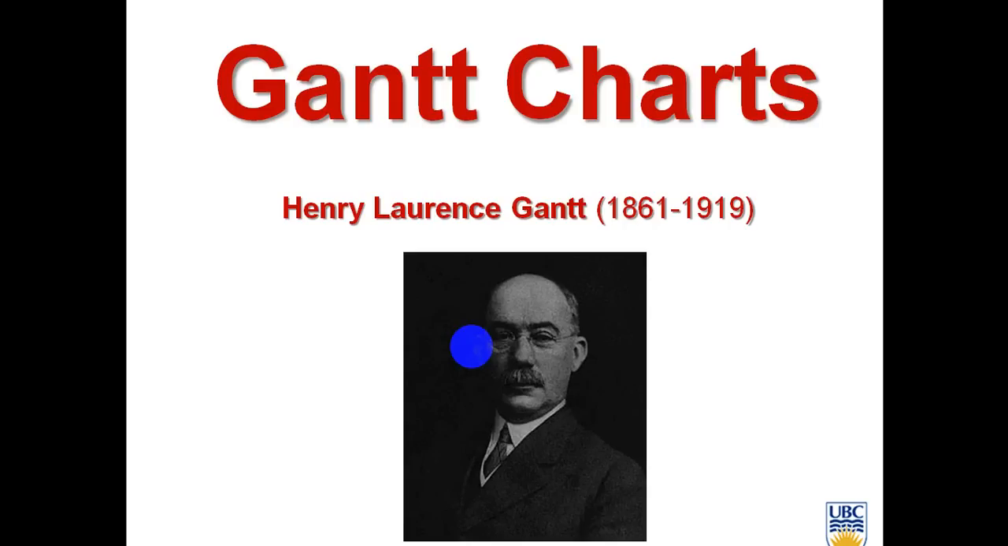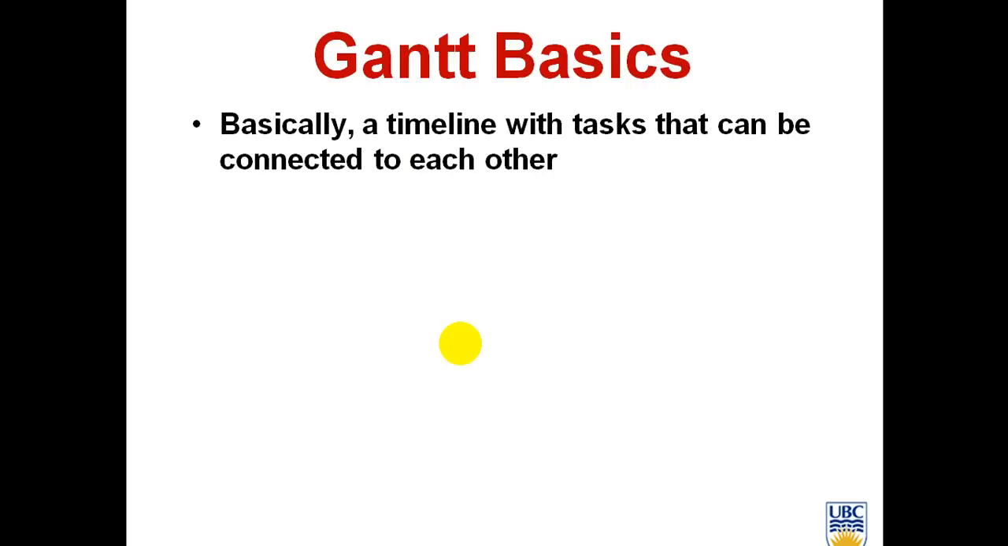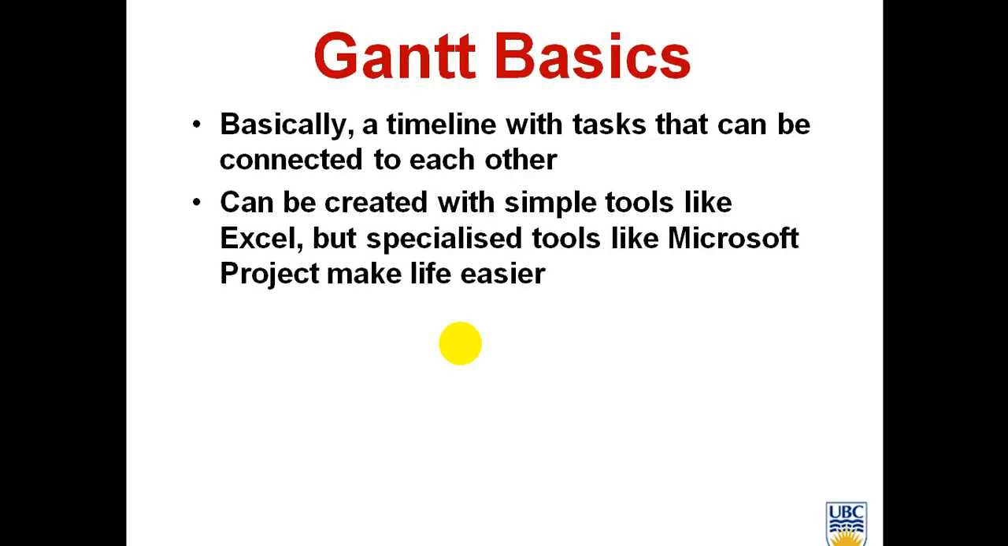Now, of course, one of the best ways to create this roadmap and dependency is called a Gantt chart, and it's named after the person who invented it. His name was Henry Lawrence Gantt, the father of the Gantt chart. So basically, a Gantt chart is simply a timeline with tasks that can be connected to each other. We can simply do that in Excel, or in Microsoft Project.